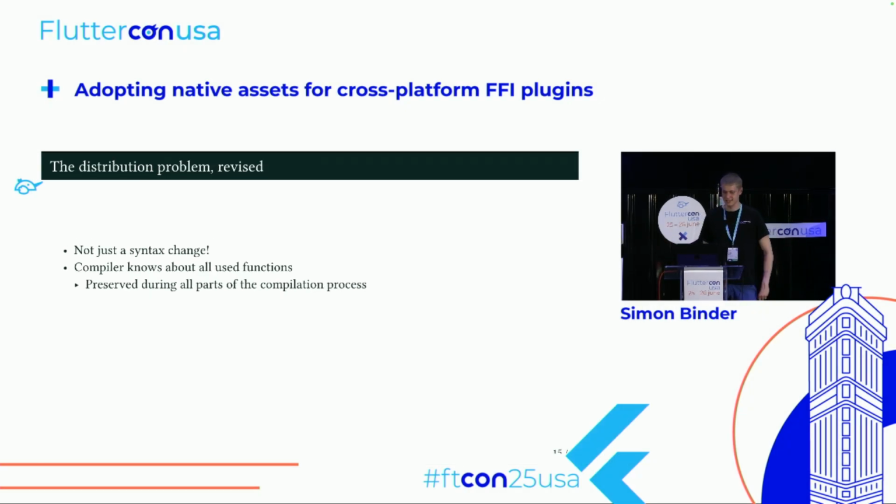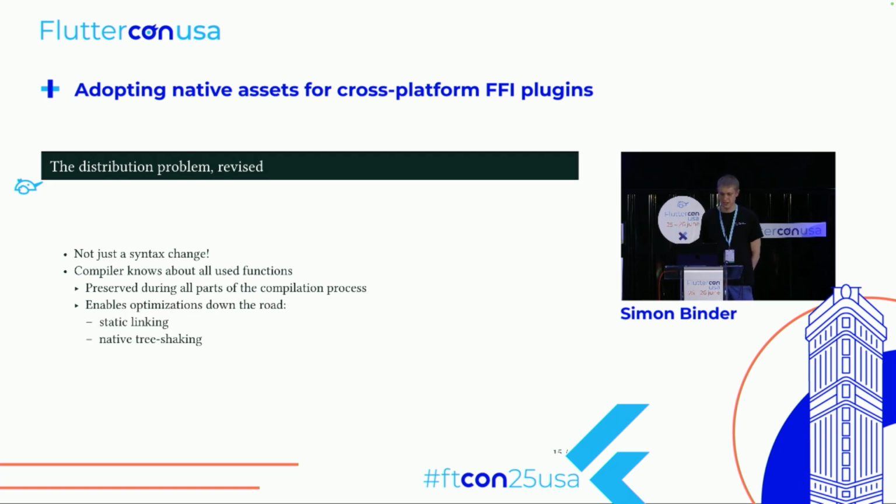This is actually implemented in such a way that during all parts of the Dart compilation process, every compiler that is part of that will know which native functions have been called, right? So this doesn't just get thrown out. Because we're no longer looking up symbols by their name at runtime, we're looking them up at compile time, because we are forced to give our Dart methods the same name as our C methods. And so all parts of the compilation process are aware of all native methods being called. And this will enable some really cool things in the future. So for instance, one thing that we would be able to do is to link libraries statically, right?